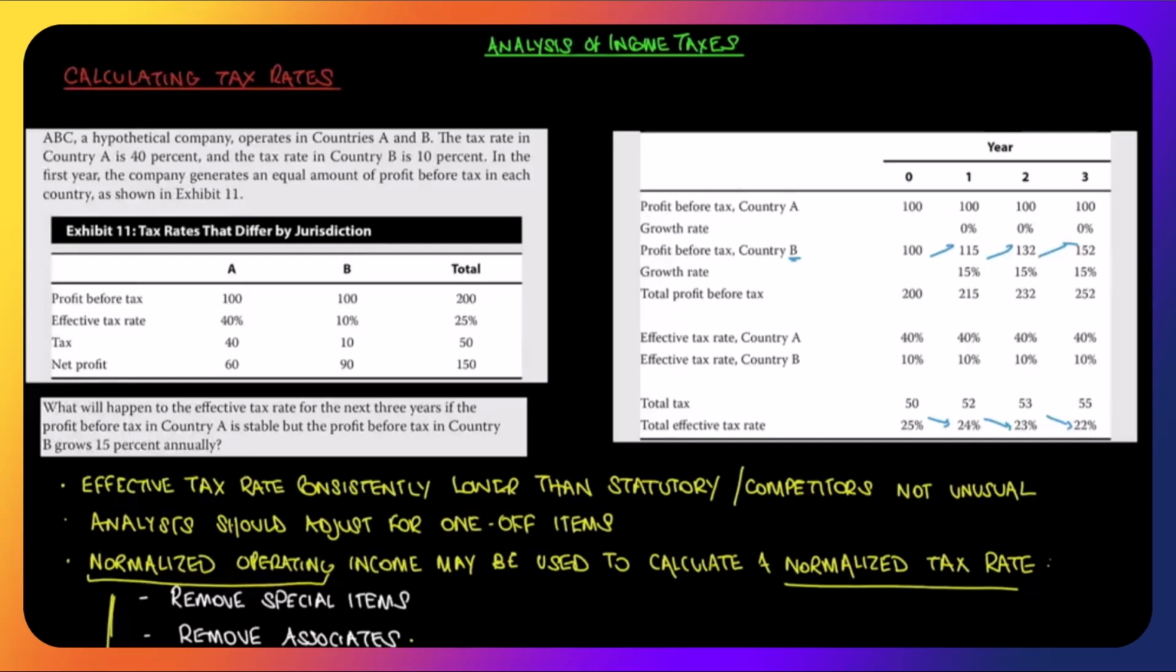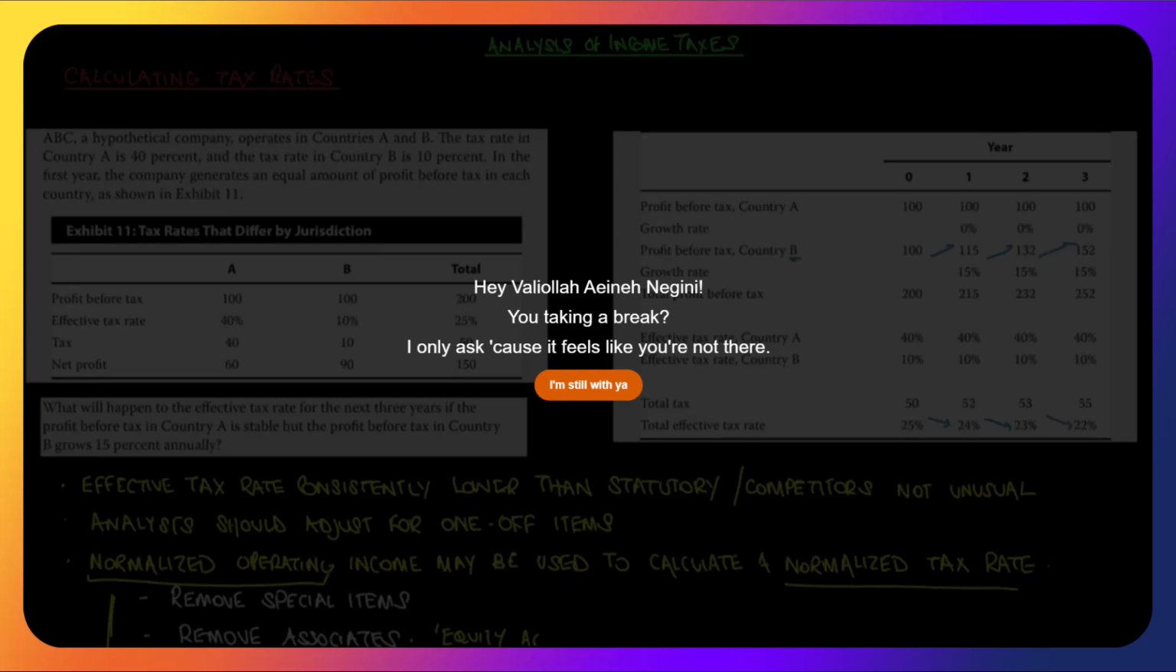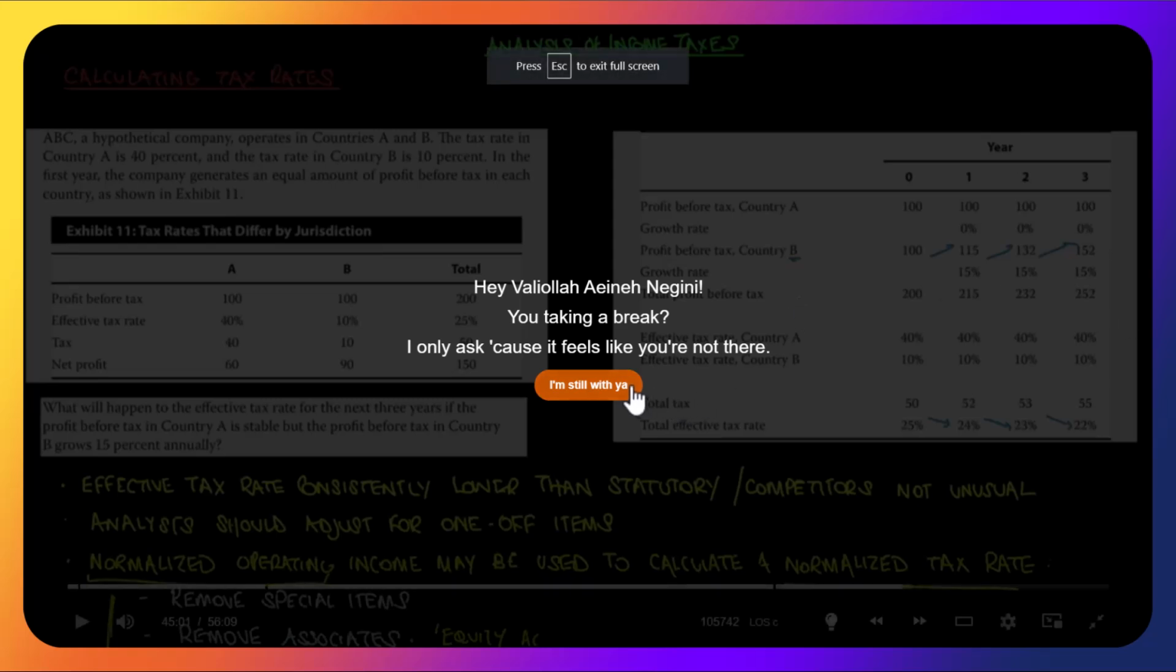Not something we see at level 1, but it is mentioned here. Associates are, if you're aware of it, just to give you the term, equity accounted for.